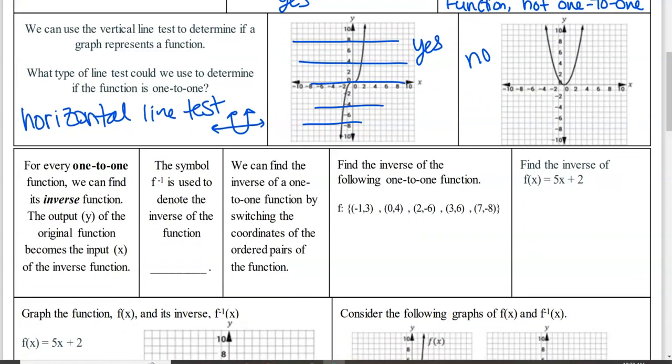All right, so why are we talking about one-to-one? Well, because every one-to-one function, you can find the inverse of it. There's an inverse function. The output of the original function becomes the input of the inverse function. The symbol is called f inverse. This is how you say that out loud. f inverse is used to denote the inverse of the function. We usually write it as f inverse of x or g inverse of x.